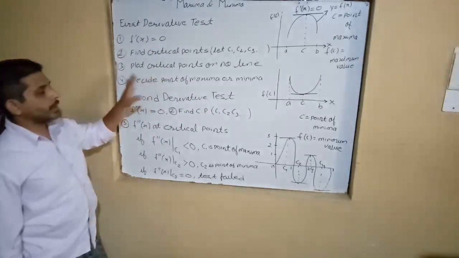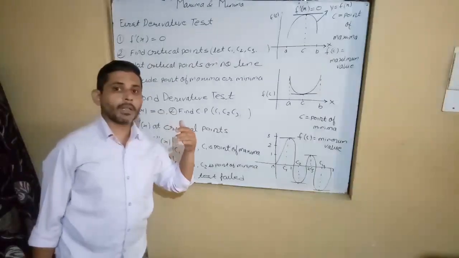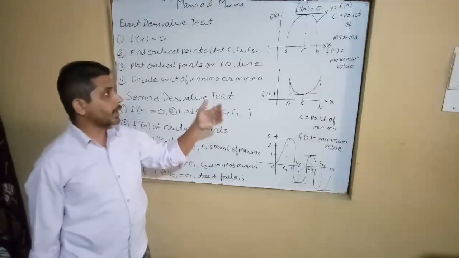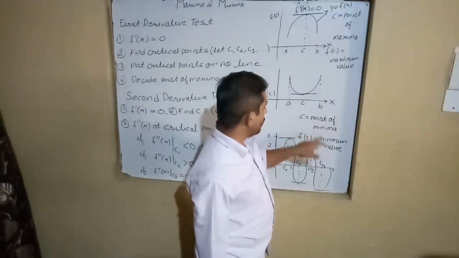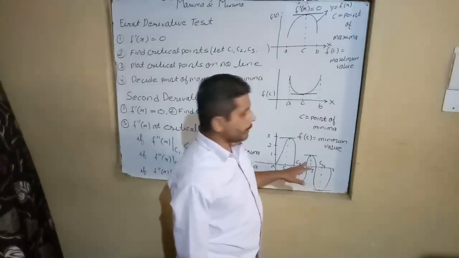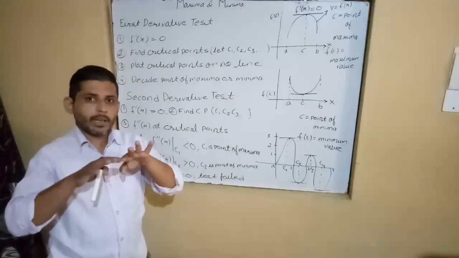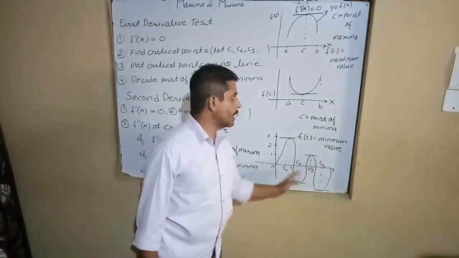So here we write the steps: how to find the minimum and maximum value, local minima and local maxima, point of maxima and point of minima. The point of maxima and point of minima are not very different from local minima and local maxima.